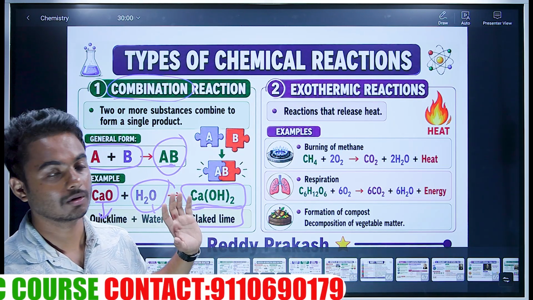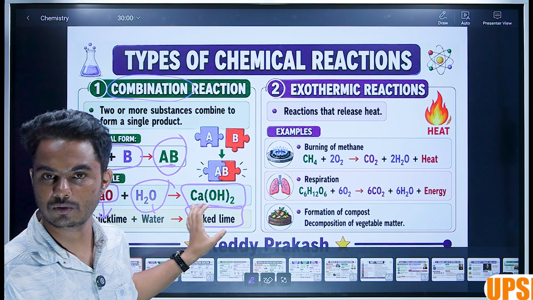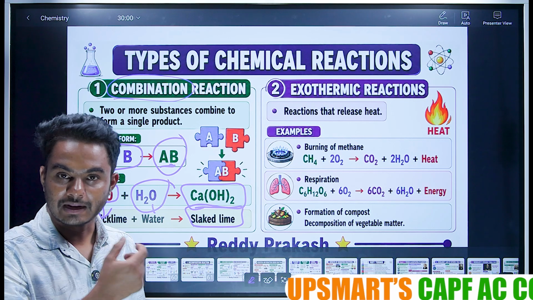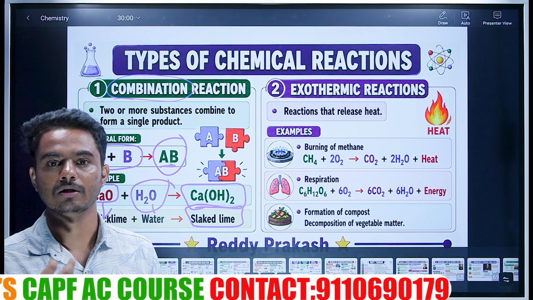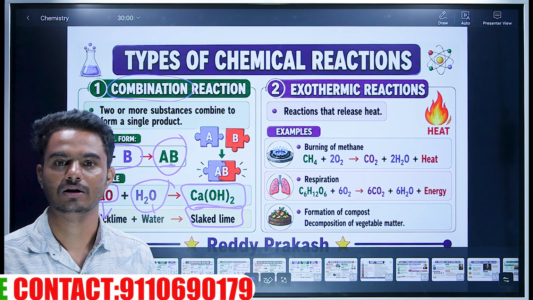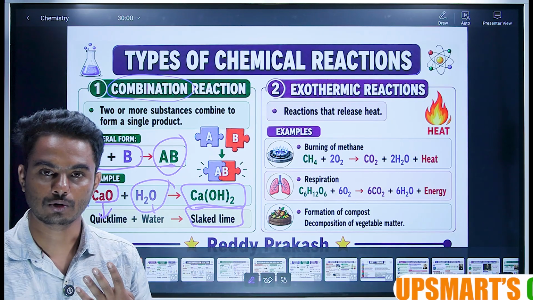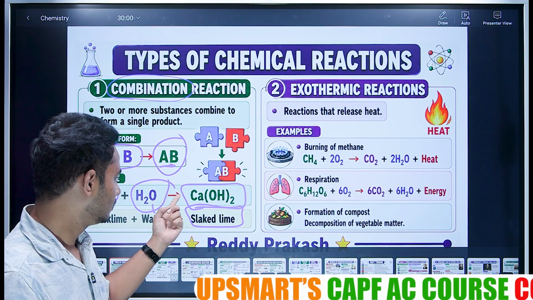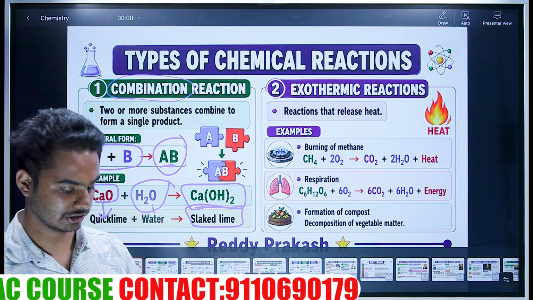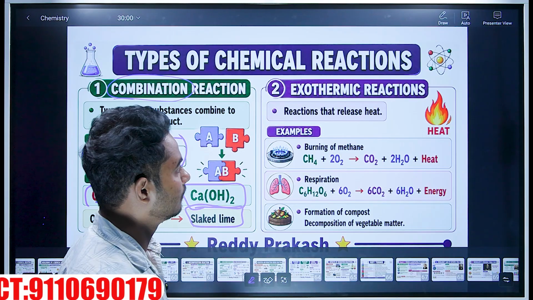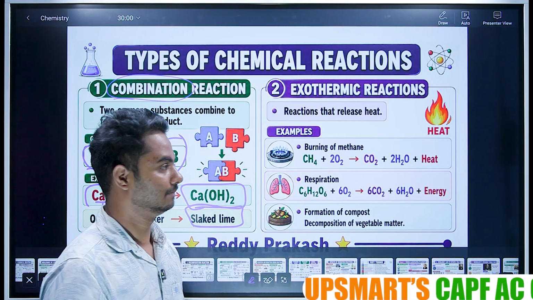Just understand what examiners usually do. They'll give this reaction. They'll tell you to find the type of reaction. The options will be combination reaction, redox reaction, displacement reaction, double displacement reaction. So four options, you have to pick the right option. Now what is happening? Both are combining to form a single compound. So it is a combination reaction. Questions will be easy, don't worry. Just that we should understand the crux of it, the meaning of it.